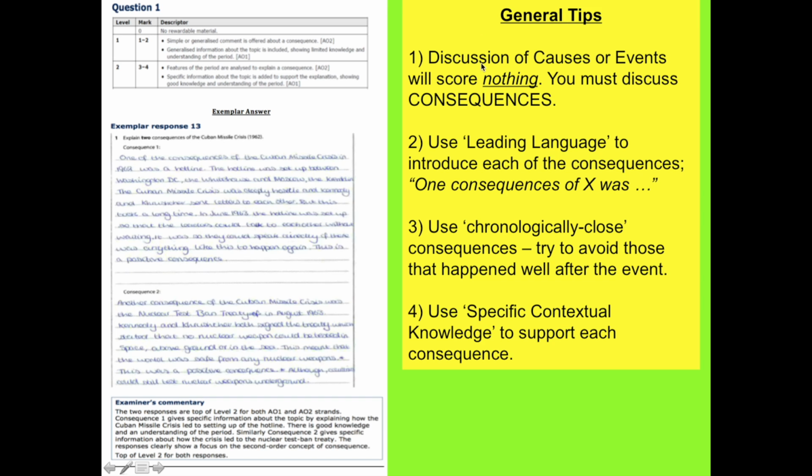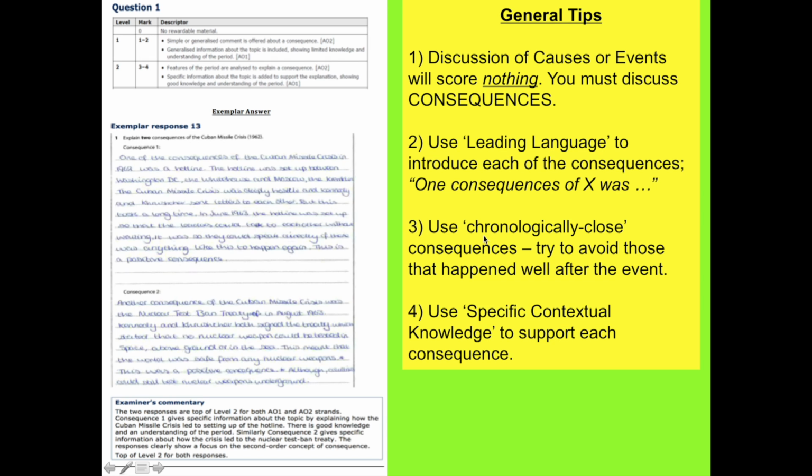Here's my general tips. Discussion of causes or events will score you absolutely nothing, no matter how eloquent or sophisticated it is. You must discuss consequences conceptually. Use leading language to introduce each of the consequences. So, one of the consequences of X was... This will make sure that you home in exactly on where you need to be.